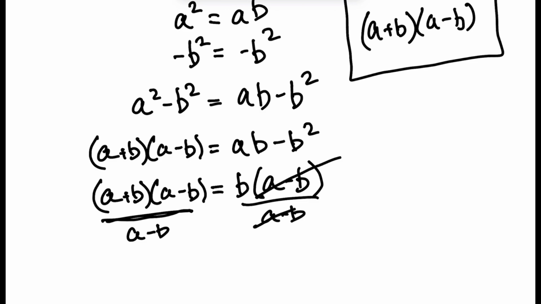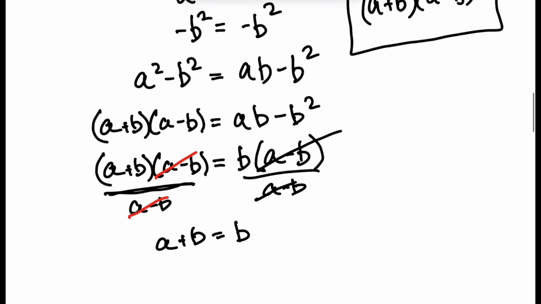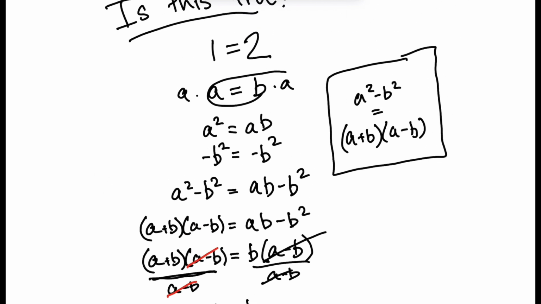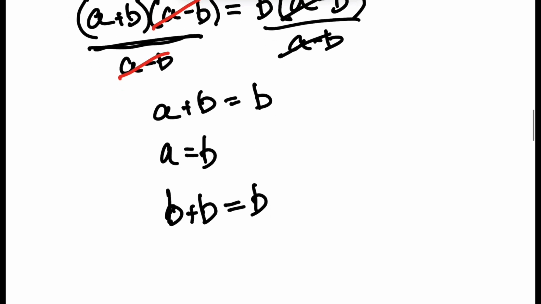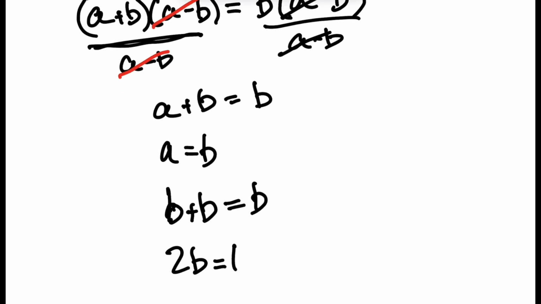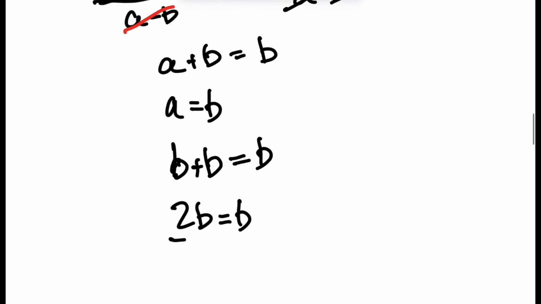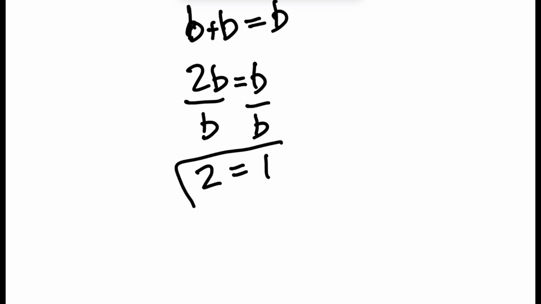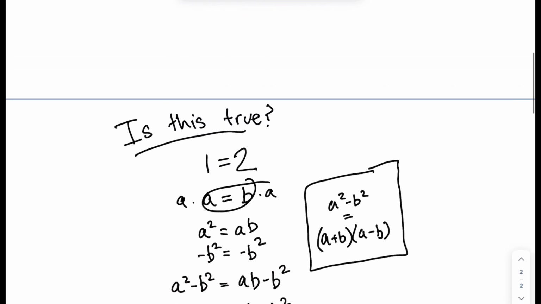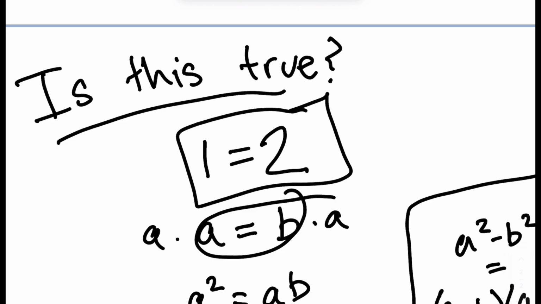Now we're almost done, but we can divide both sides by a minus b. Thus, it'll cancel out on the right-hand side and the left-hand side, giving us a plus b is equal to b. Now we know that a equals b given our assumption at the beginning. Thus, a equaling b means that we have b plus b equals b. Thus, 2b will equal b. And if you divide by b on both sides, what you're going to get is that 2 is equal to 1. Therefore, it is true that 1 equals 2.